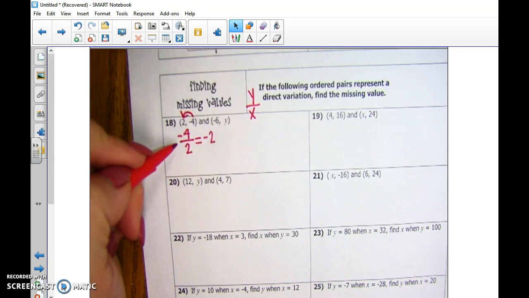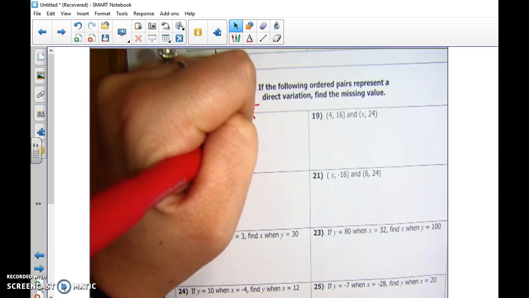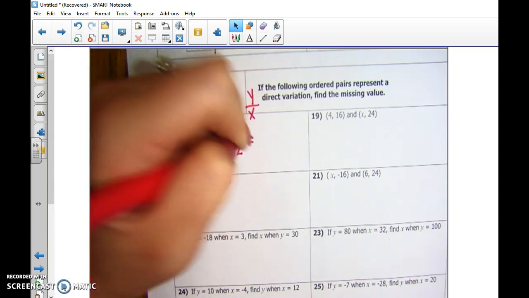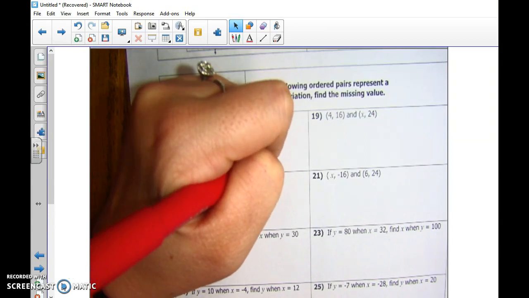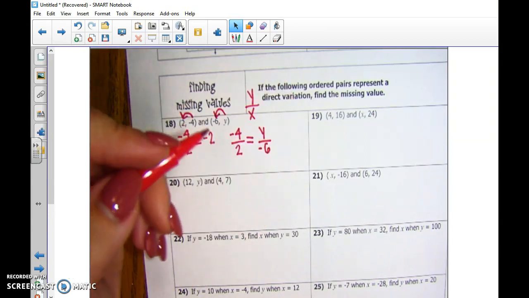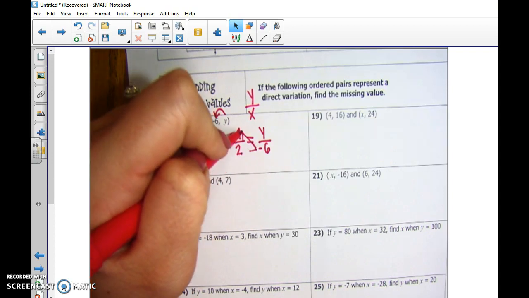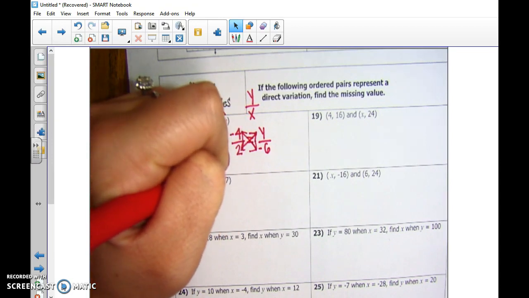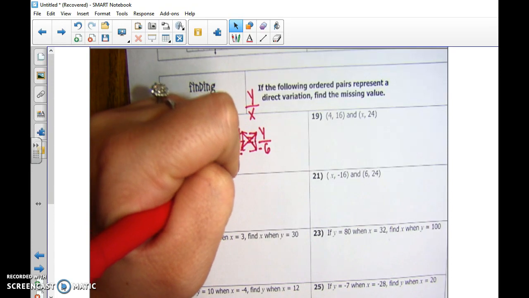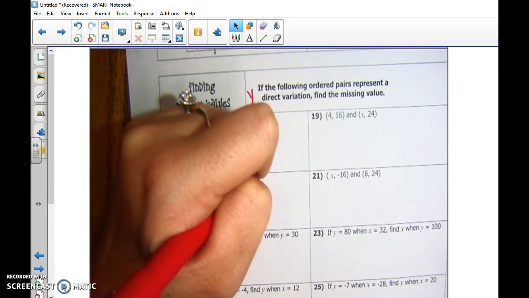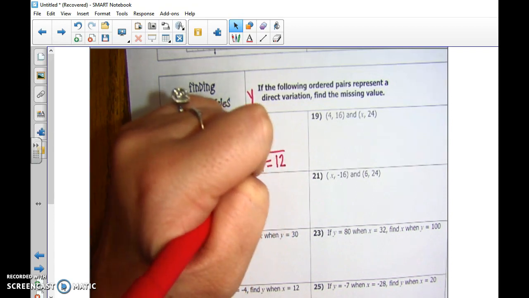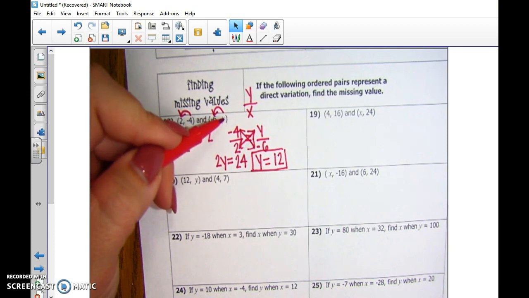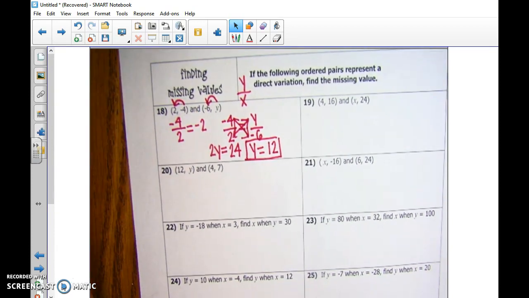So I'm going to go back to my negative 4 over 2. I'm going to say negative 4 over 2 is going to be equal to y over negative 6. Then I would cross multiply. I end up with 2y equals 24, which is going to give me y equals 12. All right, so that is how we would find a missing ordered pair, okay?